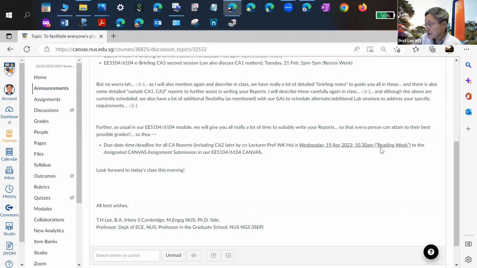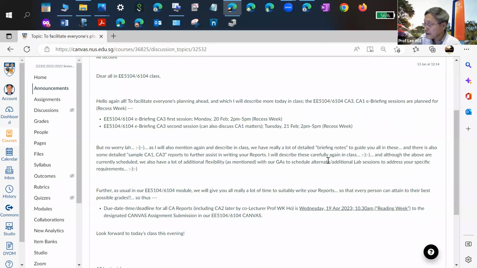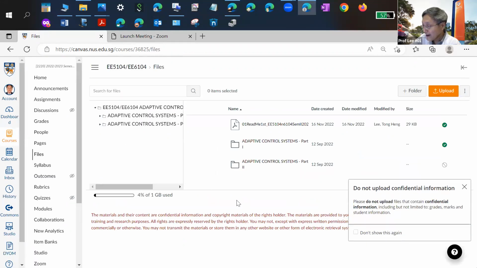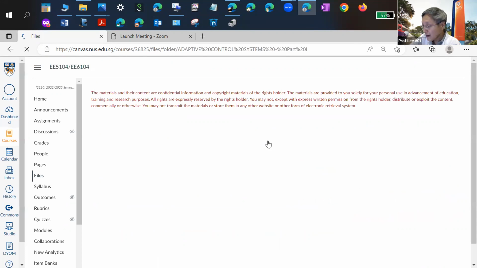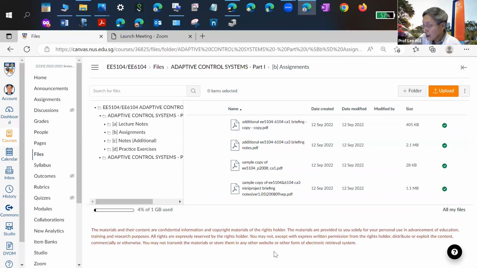Remember, in NUS terminology, reading week is very late. Reading week is the week just before the exam starts. It is in April. The deadline for all CA reports is going to be on the Wednesday, 10:30 a.m. of the reading week. Nearer the time, we will remind you. I've also mentioned that we have a lot of supporting materials to guide you, which can be found in the folder, in my case under assignments. Very shortly I will go to that.